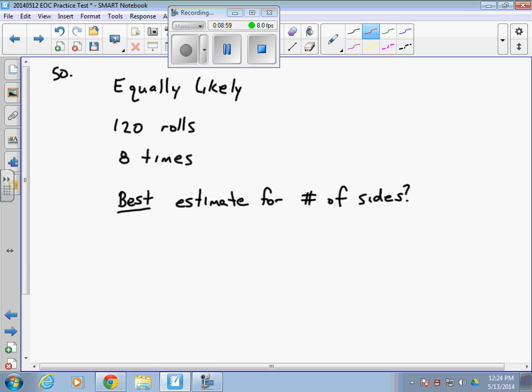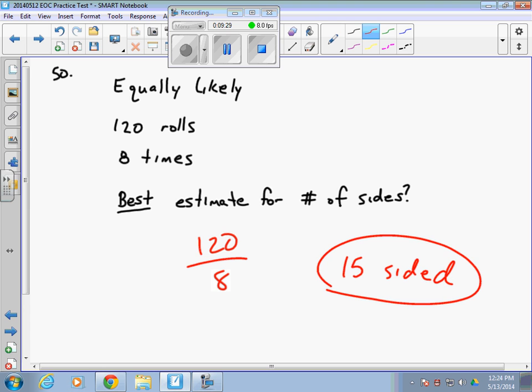Number 50 says an n-sided cube is rolled 120 times, and all of the sides have an equal chance to come up. Then it says the number 3 lands face up 8 times. That number 3 is irrelevant to this question. It's just the number that it's talking about. 120 rolls divided by 8 is going to get you that it is a 15-sided cube. This was key, that they were equally likely to come up.